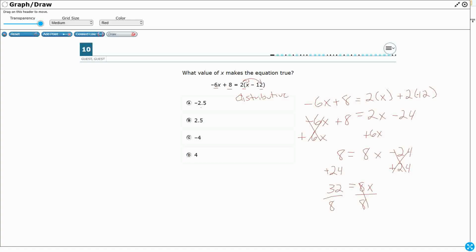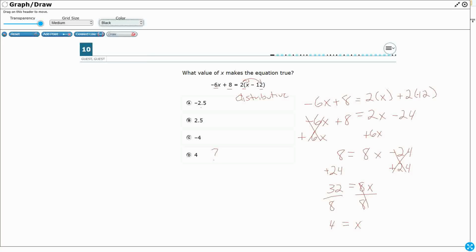8 divided by 8 becomes 1, which we can just not write. It's always an assumed 1 outside of a variable. 32 divided by 8 looks like 4. Okay, so it looks like we've got 4, but let's plug this back in to verify.